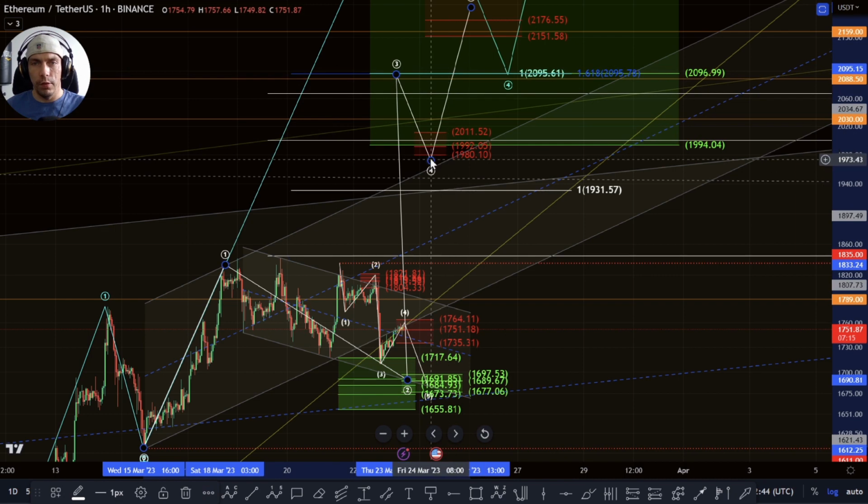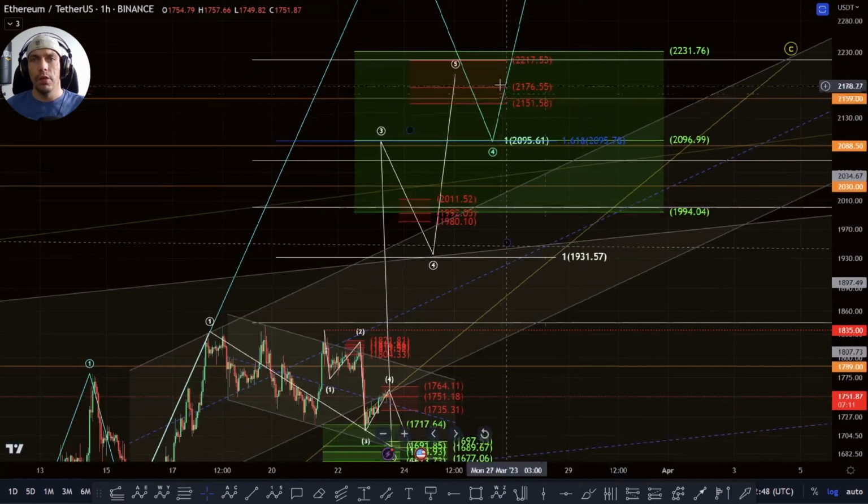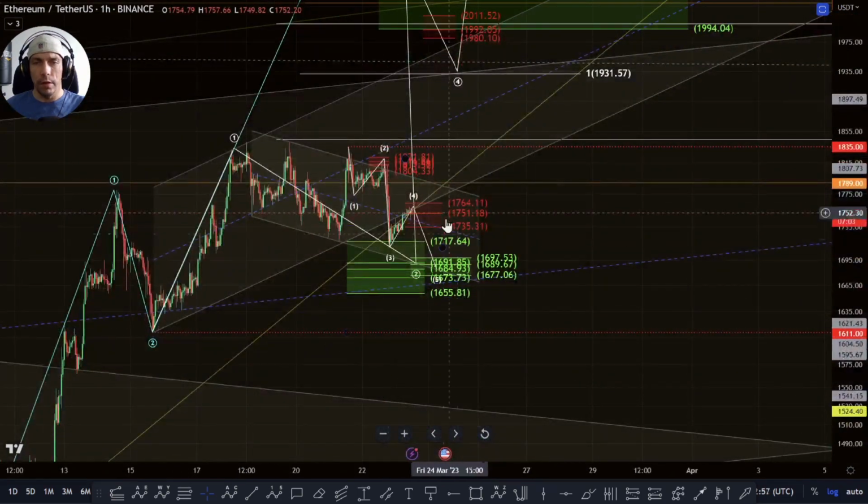We'd then look for that potential of a fourth wave down and then look for that continuation up, potentially up into this range of this 2217 to this 2151 range. So this is still possible, until we start to take out these lows.